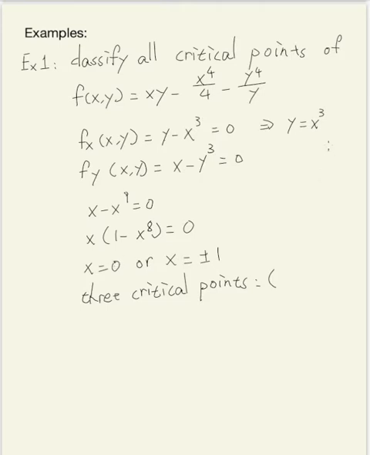All right, and the points, you just plug this back into our equation, we get 3 critical points. When x is 0, y equals 0 cubed, also 0. So (0, 0), the first critical point. When x is 1, 1 cubed is 1, so (1, 1). And minus 1 cubed is minus 1, so (minus 1, minus 1). All right, we have these 3 critical points. Next, let's classify them.